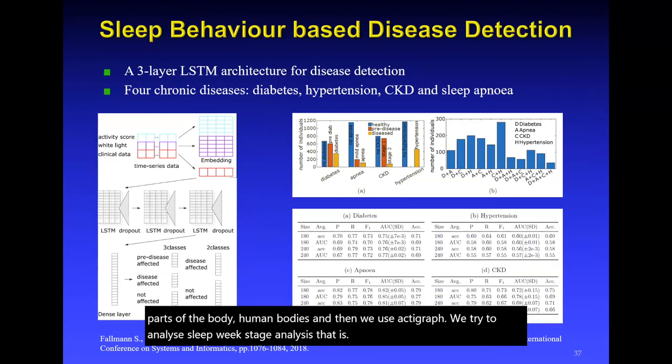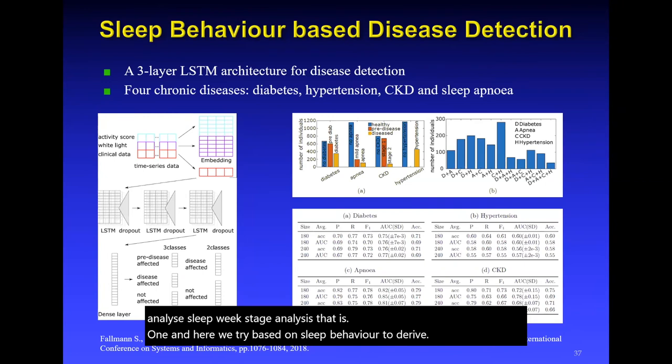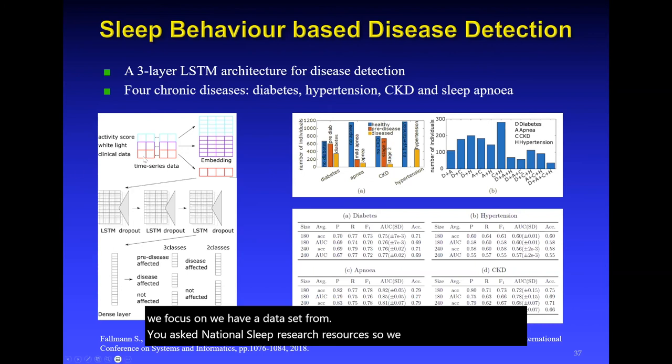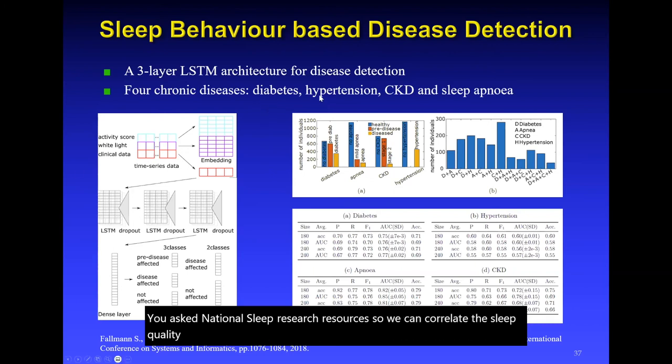And here we try, based on sleep behavior, to derive potential diseases, and correlate sleep quality with disease. We have a data set from the US National Sleep Research Resource. So we correlate sleep quality with diabetes, hypertension, kidney disease, and sleep apnea.